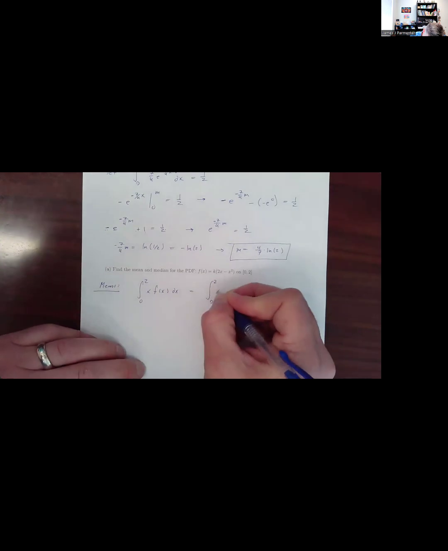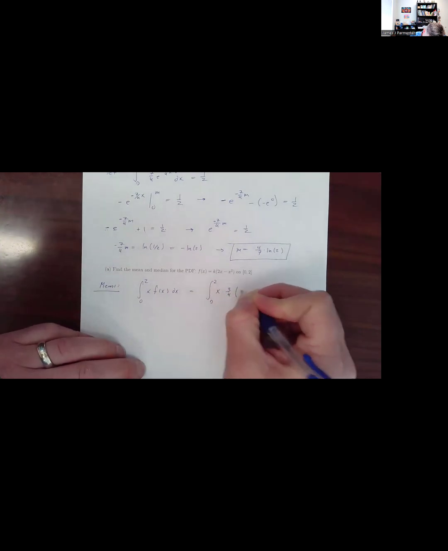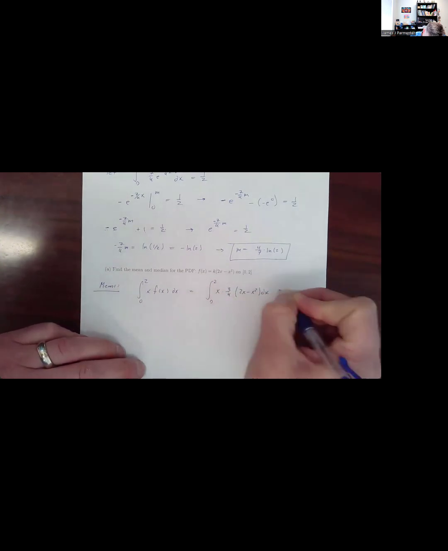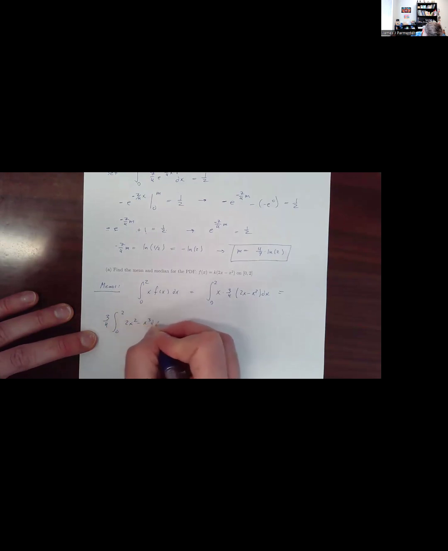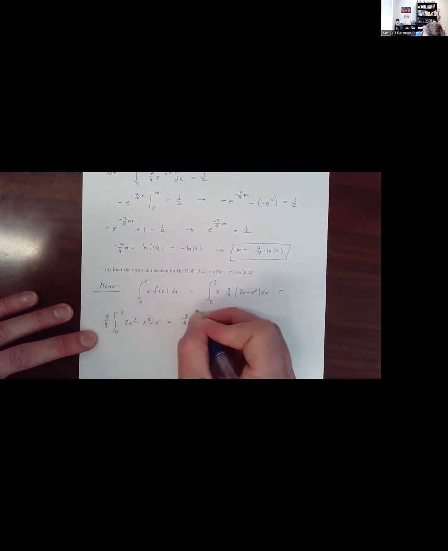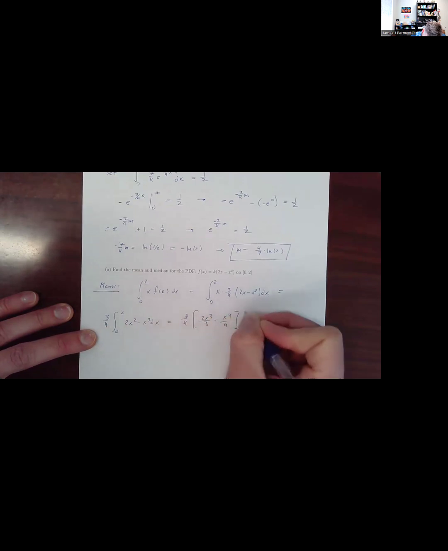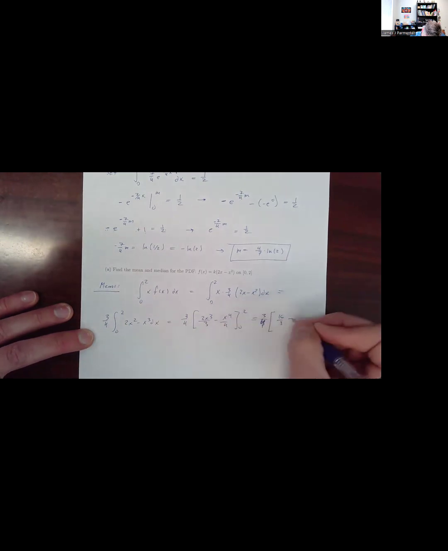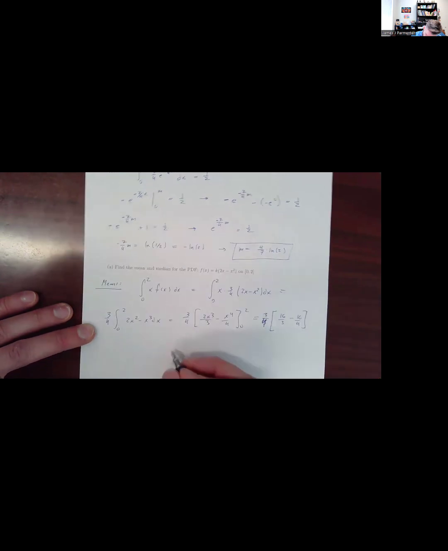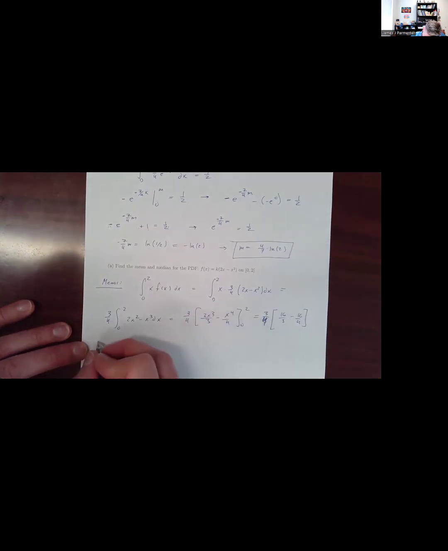3/4. Give me x, it's 3/4 times 2x minus x squared, which is equal to 3/4 integral 0 to 2 of 2x squared minus x cubed dx. We integrate. We get 2x cubed over 3 minus x to the fourth over 4. We get 3/4 times 2 times 8 over 3 minus 16 over 4.